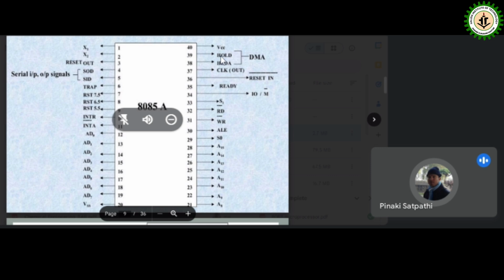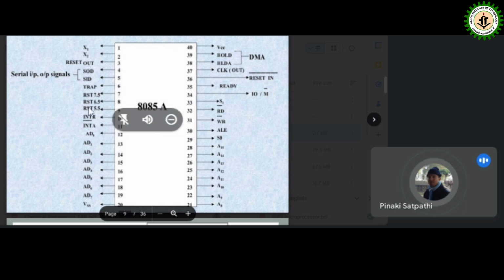Next one is the hold and HLDA pin. Hold is an input signal provided to the microprocessor. When it goes high, the DMA controller, that is the direct memory access controller, indicates to the microprocessor to release control over the buses so that a peripheral device can access memory directly during the DMA operation. Next is HLDA, that is hold acknowledgement. It is the output signal from the microprocessor. When it goes high, the microprocessor indicates to the DMA controller that it has released control over the buses. Now, the peripheral device can use these buses to access memory directly during the DMA operation.